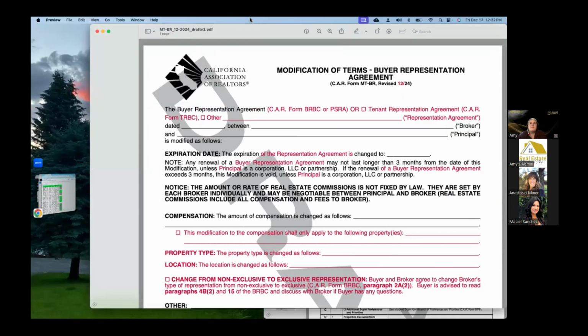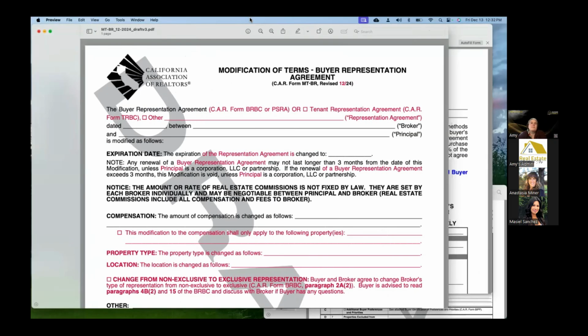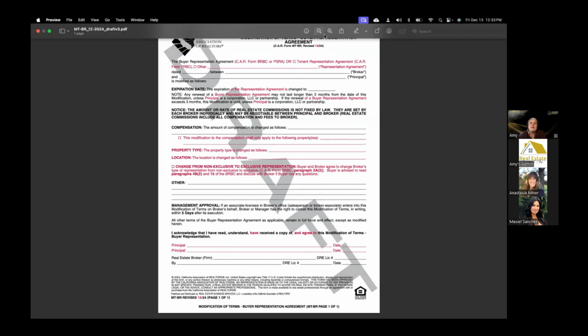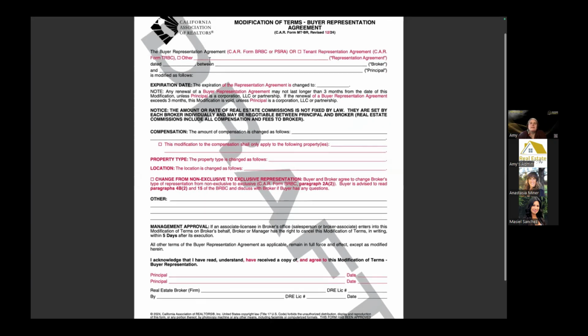All right, we have our modification of terms of the buyer's representation agreement, the MT-BR. This is what we would utilize to modify that BRBC or the PSRA. And they just clarified up here that it's the buyer representation agreement. They clarified it could be either form, or it could be a tenant representation agreement, the form TRBC or other.